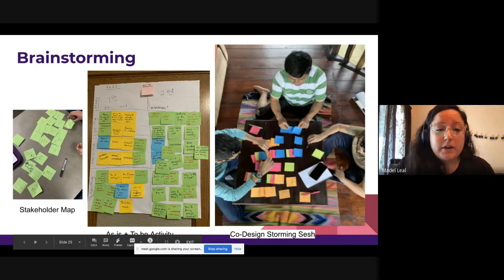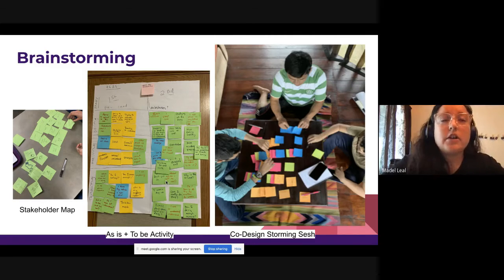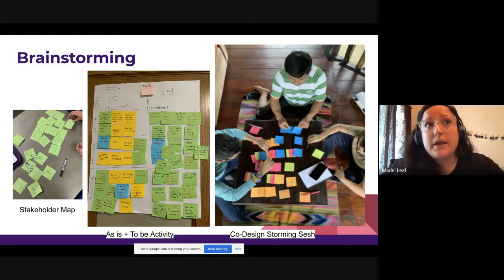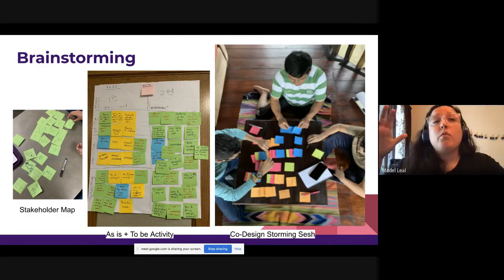This picture here in the middle is an as-is and to-be activity that we did early on in our design process because we wanted to put ourselves in our user's shoes. This was after we sent out a survey, and right before we went into interviews. This was so that we could understand where our app is now, or how our app would support PhD students at the present moment, and then think about what that support would look like in their second year of the program, or the third year, and so forth.